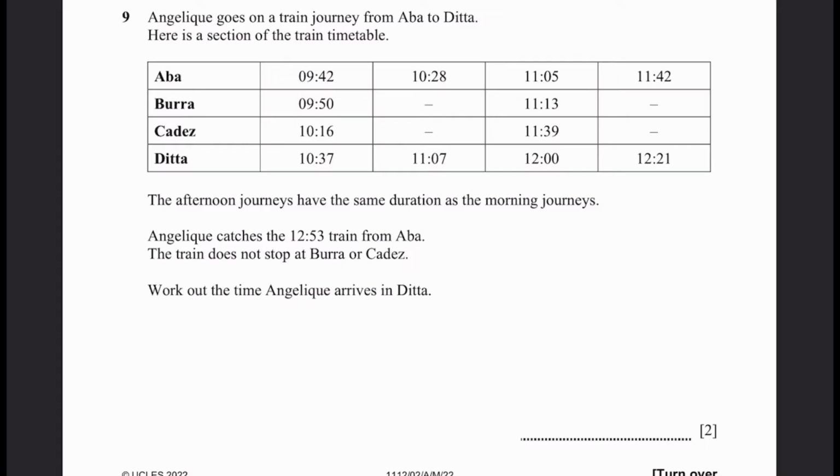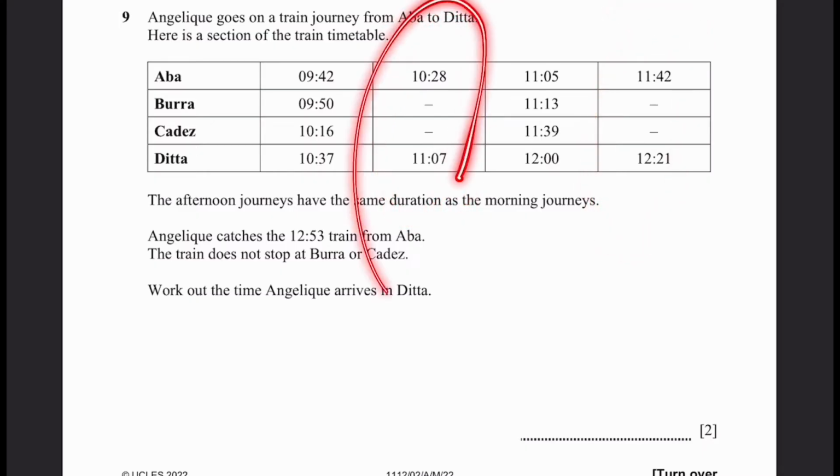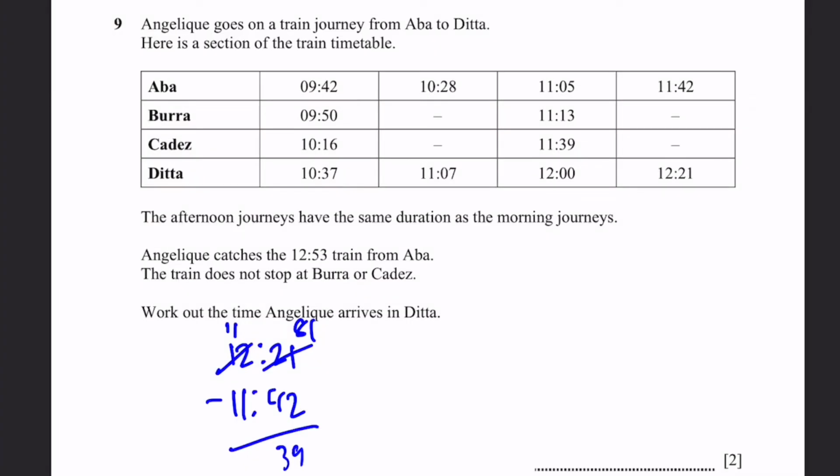So if it does not stop anywhere, that means there won't be any timing here. So you have to take the same duration as one of these. We can take any one because all of them have the same duration. You can calculate that out. Over here, I'll show you what duration it is. So that'll be 12:21 minus 11:42 because I'm taking this train. When we subtract it, this will become 11. We get 81. And doing this, we get 39 here and 0 hours. So 0 hours and 39 minutes.